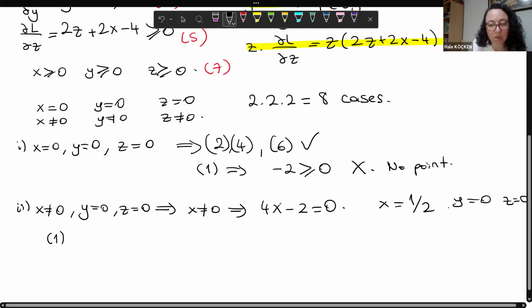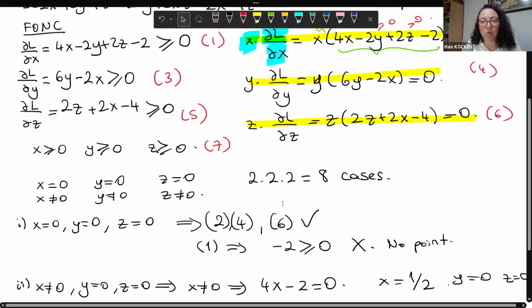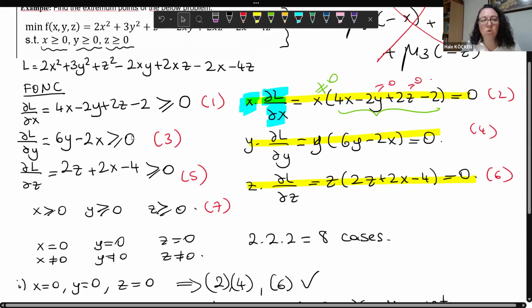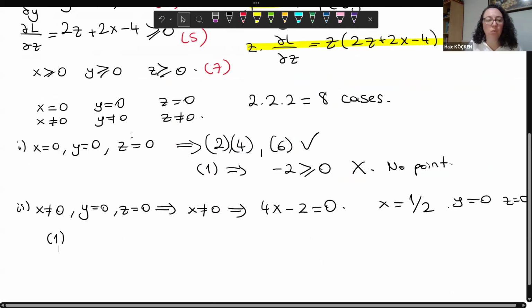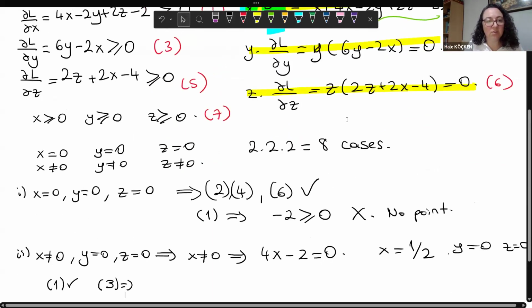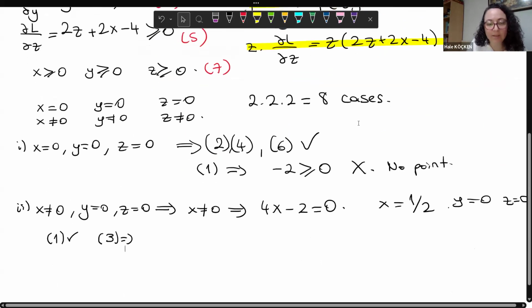Is it necessary to check 1? No. You already used 1 to find your x, so 1 is already satisfied. You don't need to check it. But what about 3? 6y minus 2x must be greater than or equal to 0. I'm checking it, so cross out, no point there.